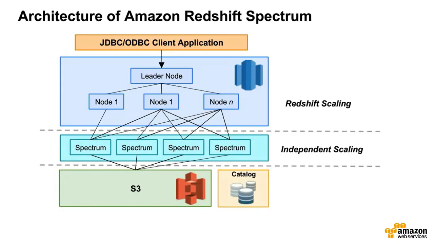A person using any business intelligence tool could create a request using a JDBC or ODBC bridge from a client application, which goes to the leader node. The leader node controls and divides the task among other nodes. The other nodes go to independent scaling of the Spectrum. They perform certain tasks, and the result is reflected to S3, and from S3 it is fetched back, and it is done.